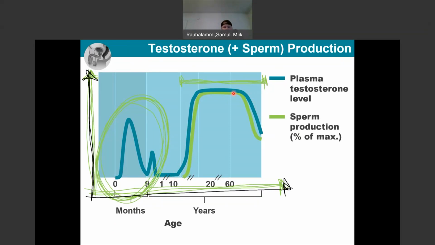It is not unheard of for older men to father a child. There is some drop in the quality at the very end of life, so the sperm quality is not quite as high. But like we talked about earlier, when you reach puberty and become sexually mature or able to produce offspring, that's when we start to see sperm production starting to take place.